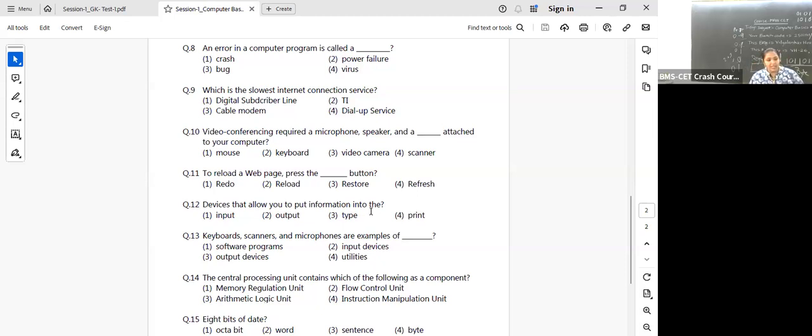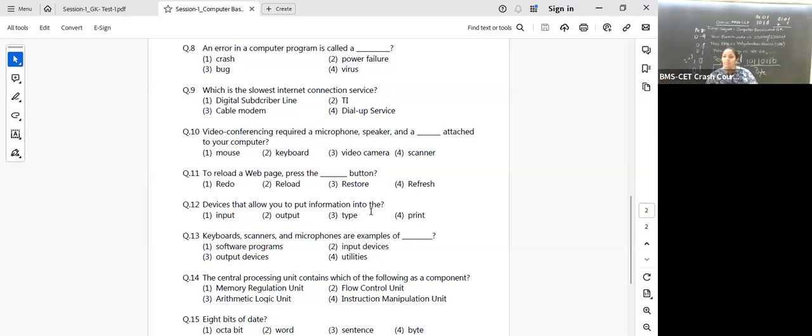Next one, 8 bits of data is called Byte. We discussed this already. Option 4, Byte. Okay, 8 bits make 1 byte. And a single bit is only 1.